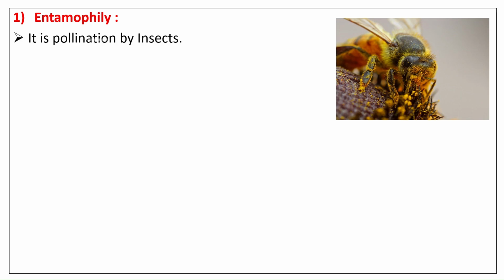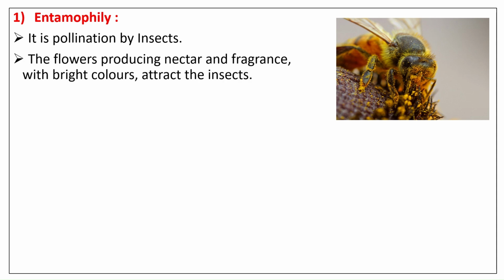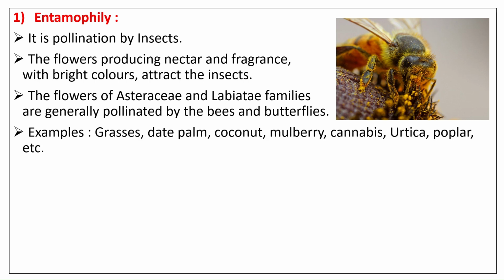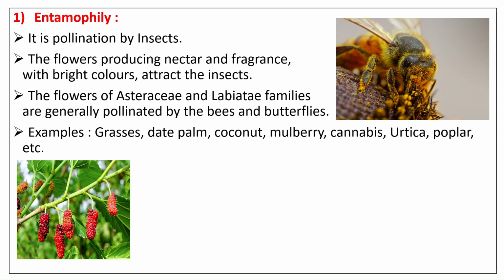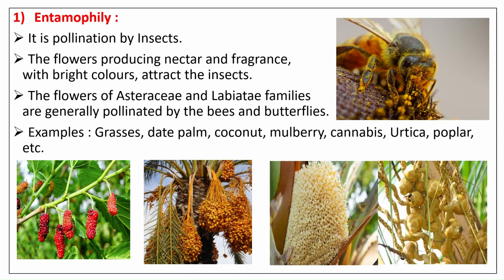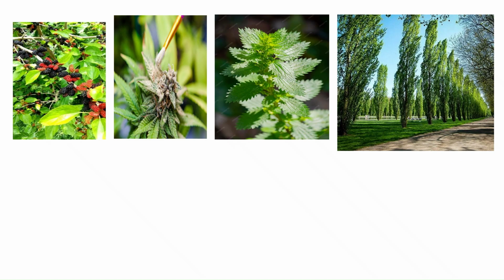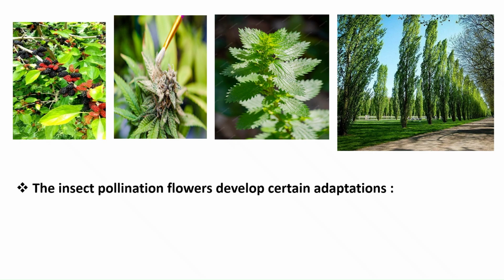1. Entomophily. The pollination occurs by insects. The flowers producing nectar and fragrance, with bright colors, attract the insects. The flowers of Asteraceae and Labiatae families are generally pollinated by the bees and butterflies. For examples: grasses, date palm, coconut, mulberry, cannabis, urtica, poplar, etc. The insect pollination flowers develop certain adaptations.